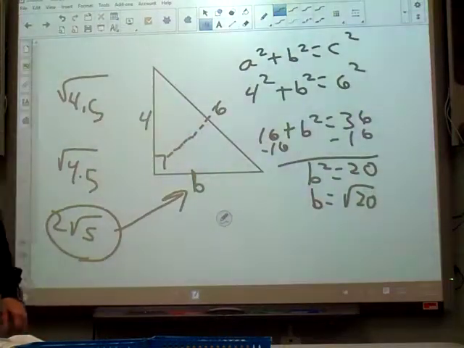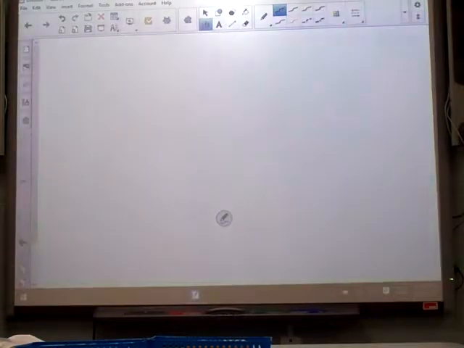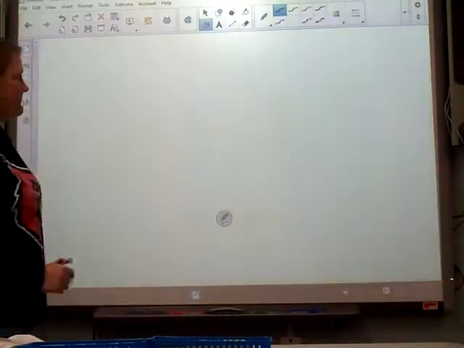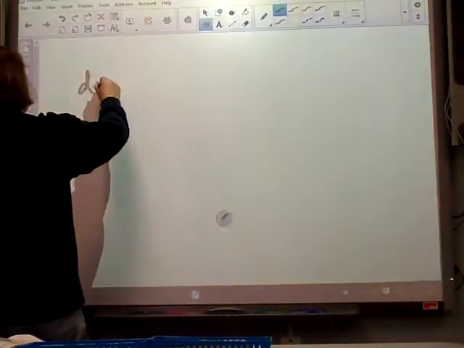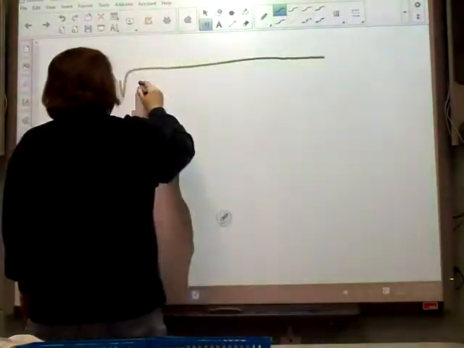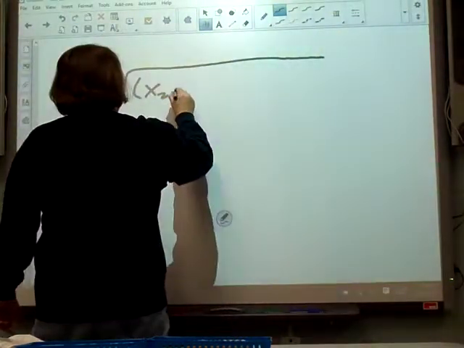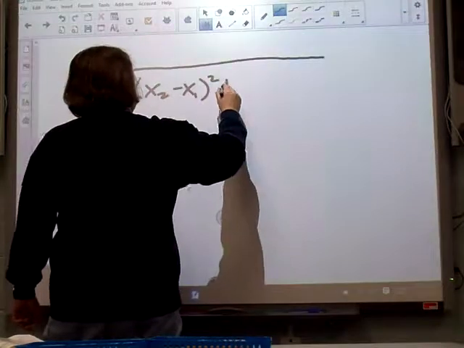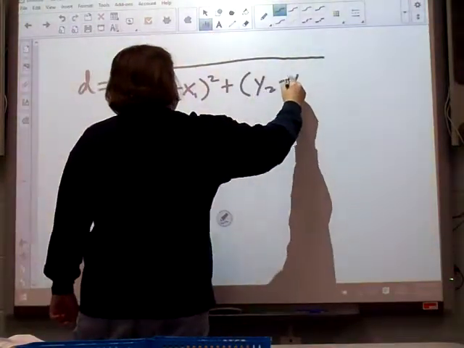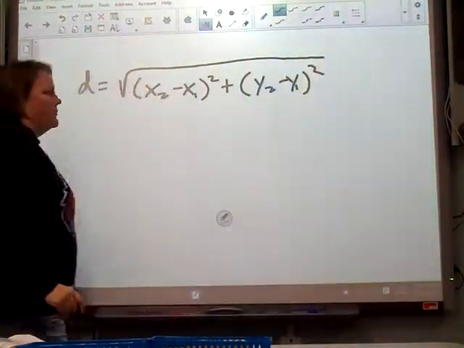Alright, good on Pythagorean Theorem. Let's talk about the distance formula real quick. See if I can write the distance formula all up here. Distance is equal to square root of. We're going to subtract in the parentheses and add out. Alright, that's the formula, distance formula.